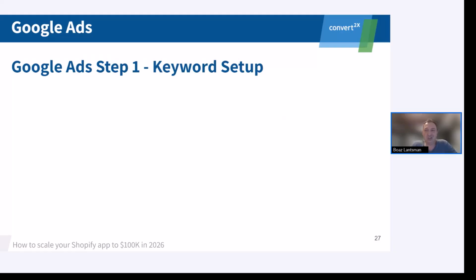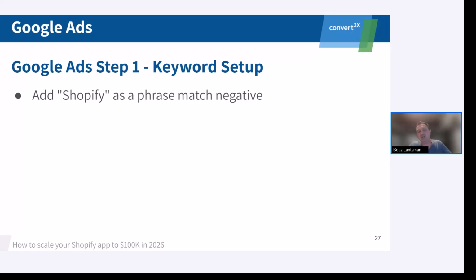So before we look at Google Ads AI, and we will in a second, let's look at the setup. To set up, you have to have Shopify as a phrase match negative. You have to do this in your campaign. You can start without, but within weeks to very few months, you're going to get a letter from Shopify asking you to do it. So you might start without, but eventually you have to anyway.